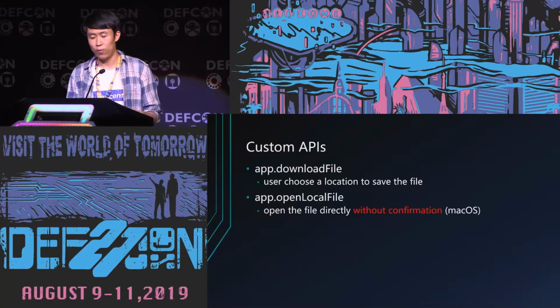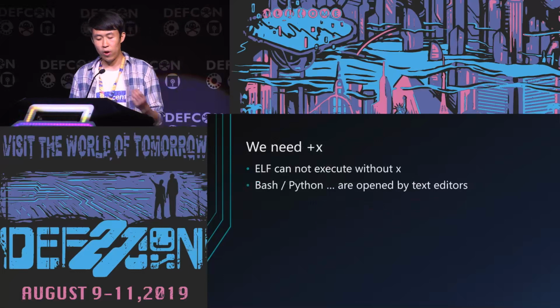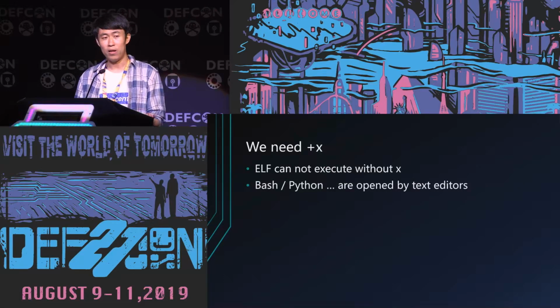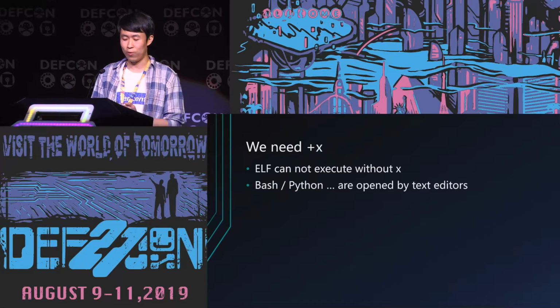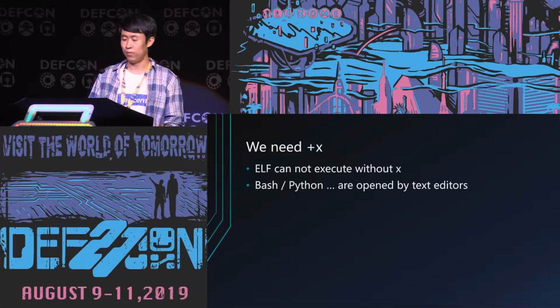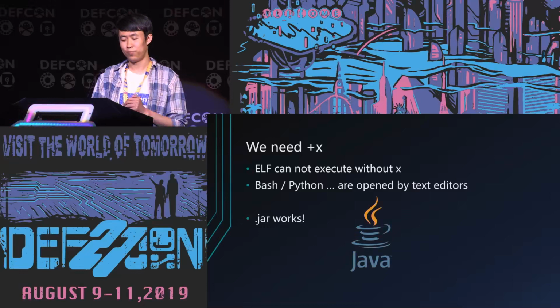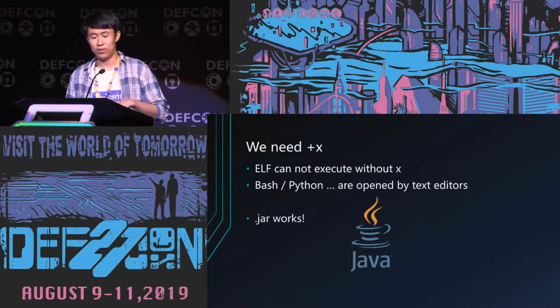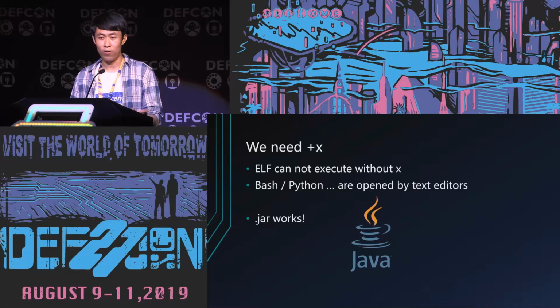So we tried to make it download an ELF to execute, but failed because it has no execute mode after downloading. Yeah, we thought we could use a Bash or Python script, but those are usually opened by a text editor. So how do we exploit this? Java is a good friend. We can just make it download a jar file and use that API to open the jar. It will execute all the Java code.